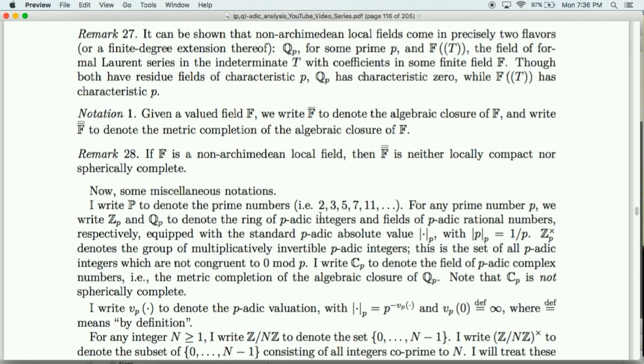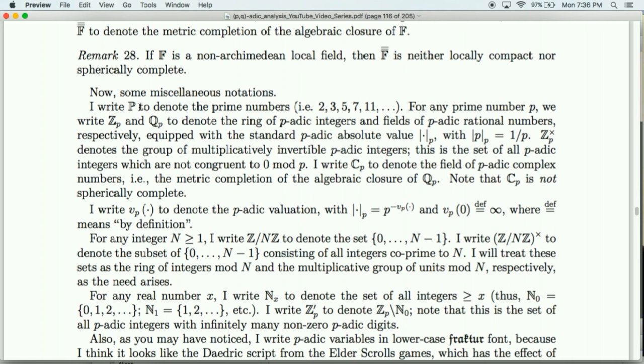So now, just to cover the notations. P is the set of primes. This is the p-adic integers. This is the p-adic rationals.